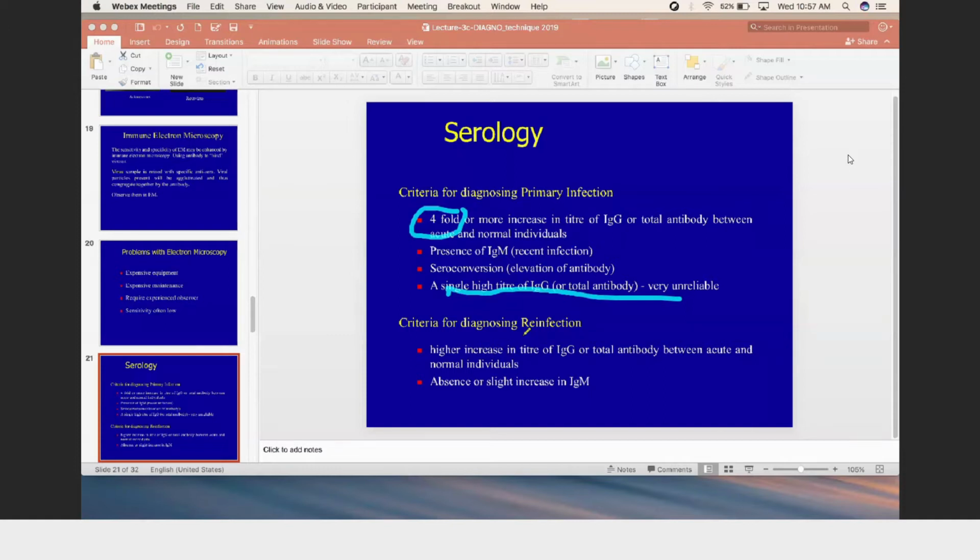So, what about reinfection? Reinfection is normally related to a rapid increase of IgG, or total antibody. Acute and normal: individual acute means infected, individual normal means normal. And there is absence or only a slight increase in IgM, a slight presence of IgM. So let me show you the diagram. What does it mean?